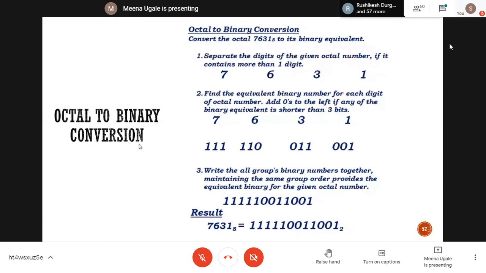And then write all the numbers together. It will give you the binary equivalent for any octal number. Note down this one example. Just note down the digits 7631, write down their binary, and then write the whole number together, the last step.